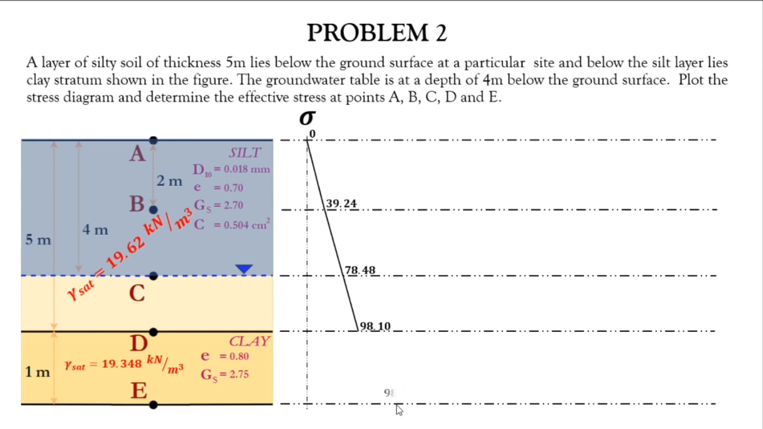That is 98.10 plus the stress due to the clay layer. Ito yon, product ng unit weight and the thickness will give us a total value of 117.448. Iba na yung slope nito dahil clay layer to, hindi naman to parehas ng property dito sa silt. So, proceed tayo sa tubig.